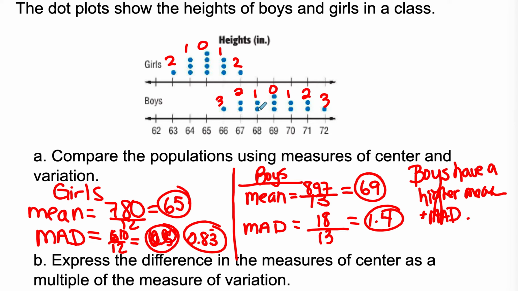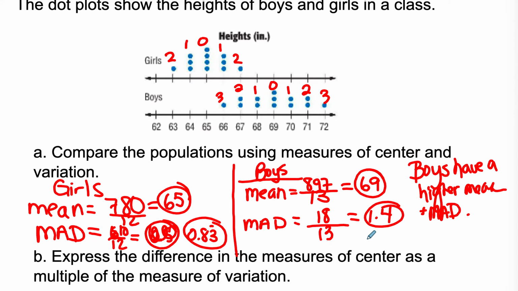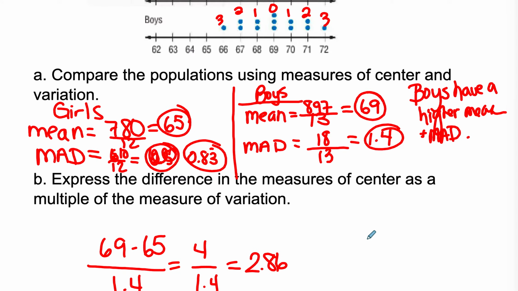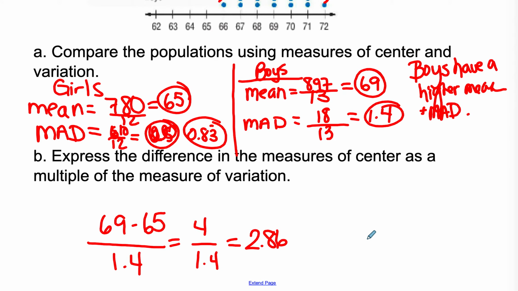Add them all together, divide by the number of numbers. On this one, it's 13. And then you need to have a sentence to compare. So boys have higher mean and MAD. Then we express the difference in the measures of center as a multiple measure of variation.